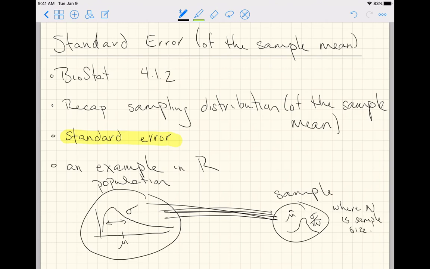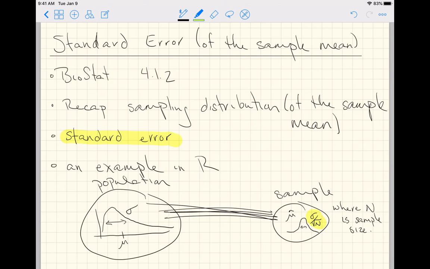So however many observations you have, let's call that capital letter N, the average squared width of the sampling distribution of the sample mean is the population standard deviation sigma divided by the square root of the sample size. That quantity right there is the standard error. It describes the variation in the sampling distribution of the sample mean.